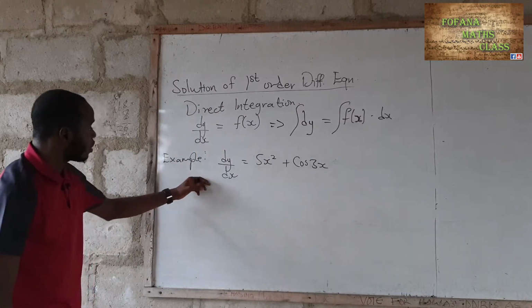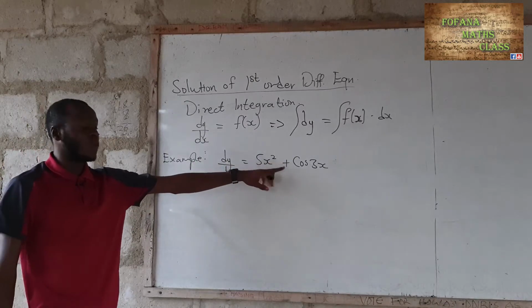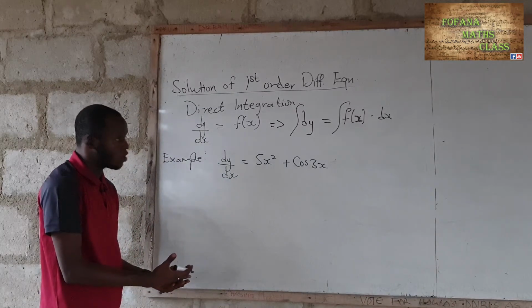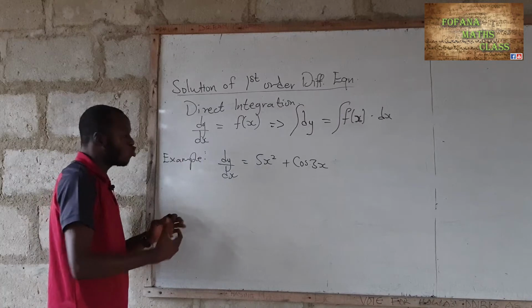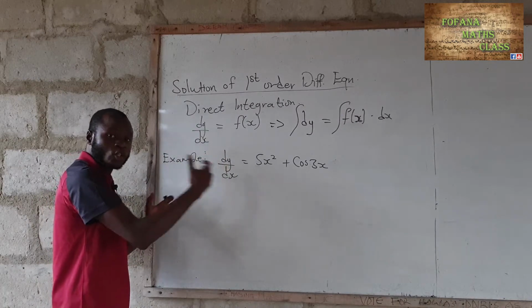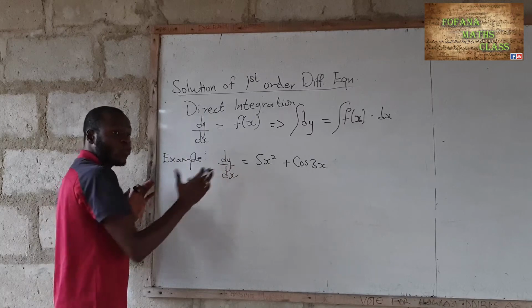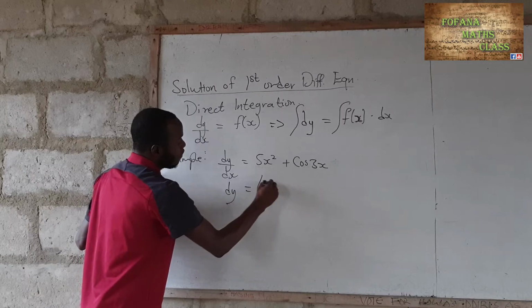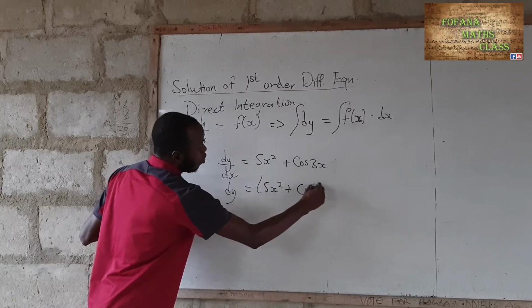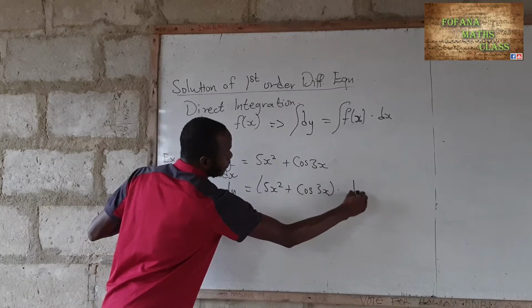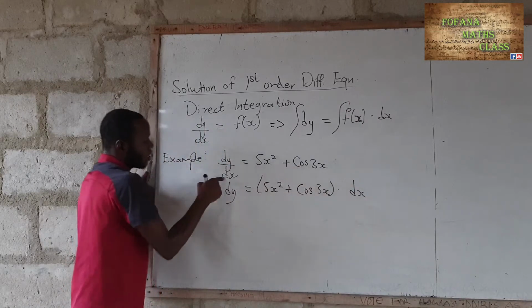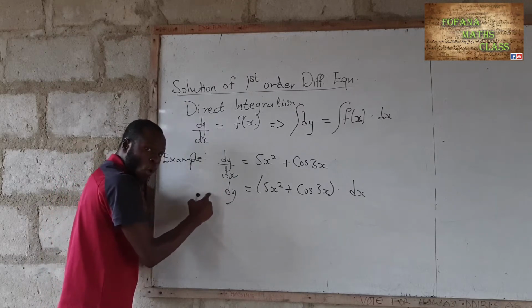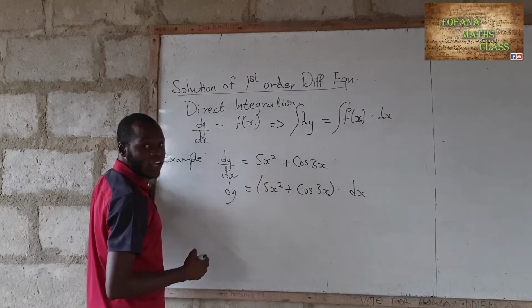We have a question on the board which says dy/dx is equal to 5x squared plus cos 3x. How do we solve this? Just like I did, the first thing you have to do is to group the variables on the sides of the equation. So you have dy/dx, so dy will be equal to (5x squared plus cos 3x) times dx. You multiply through the equation by dx, just to have the dependent variable on one side of the equation and the independent variable on the other side.